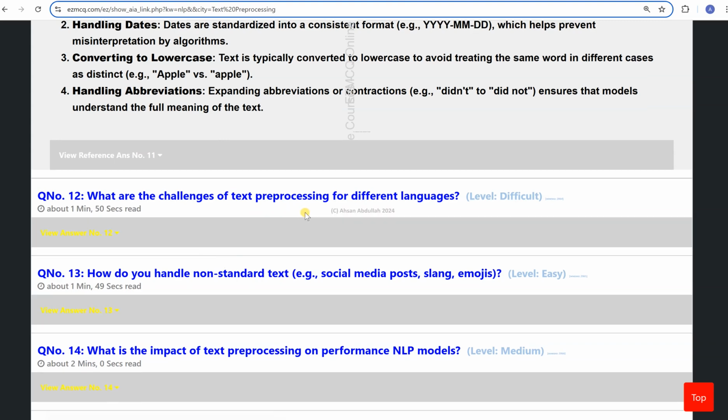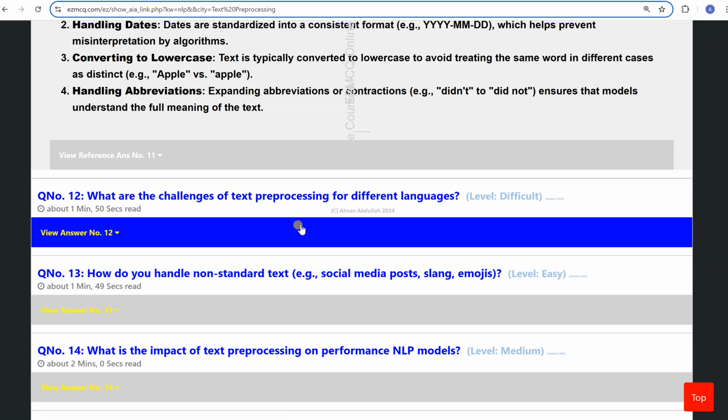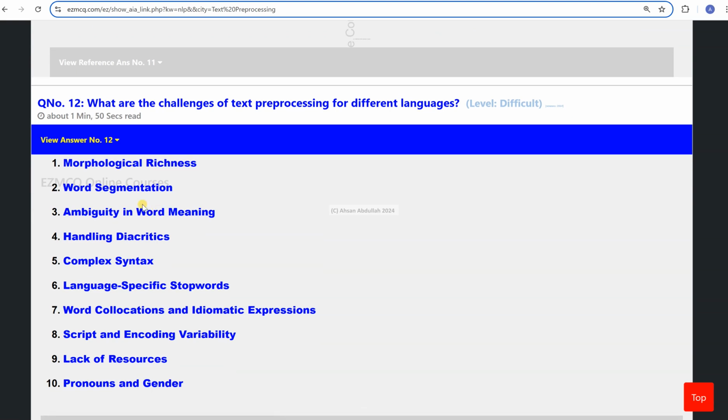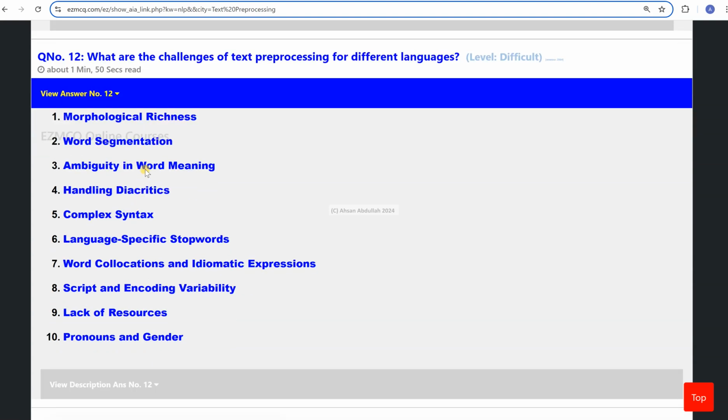So what are the challenges of text pre-processing for different languages? Text pre-processing is not limited to English, because different languages have their own morphological richness. For example, in word segmentation, in the English language it is based upon space, but in other languages, as we'll see, there may not be a space. So that segmentation is not that simple. And ambiguity in word meaning, how very subtle changes bring about ambiguity in the meaning of the word. And handling diacritics, I'll explain it to you. Complex syntax, the syntax may be very different and very complex as compared to the English language.